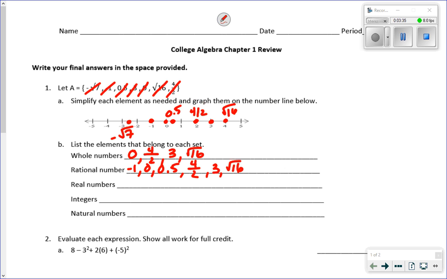Real numbers. Real numbers are any number in the entire universe, so every single one of those numbers should be written here.